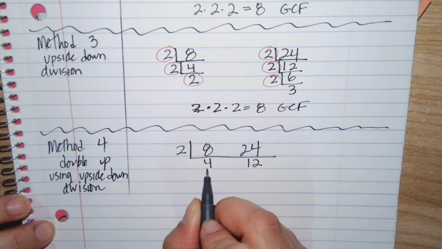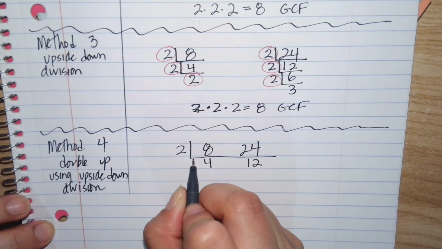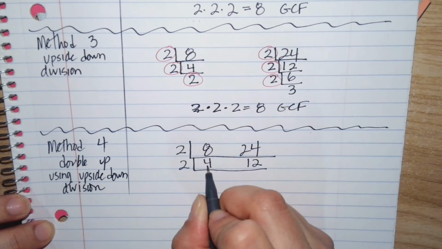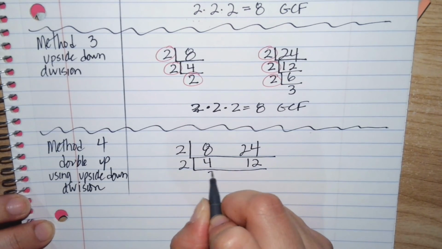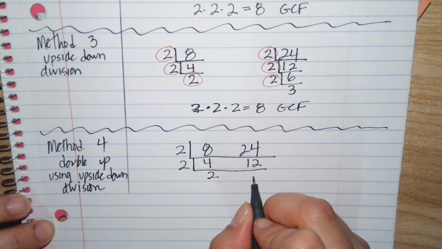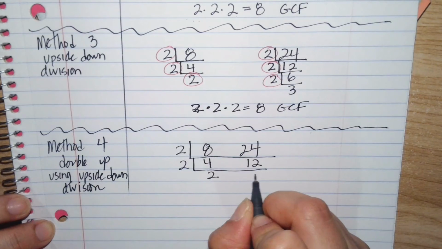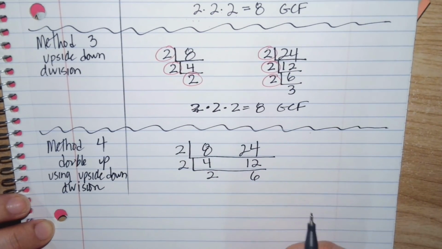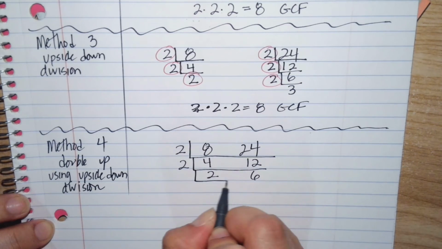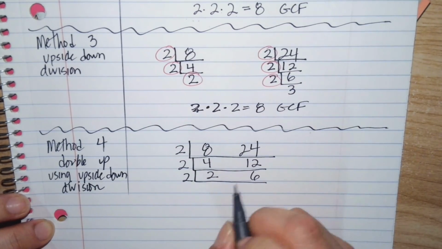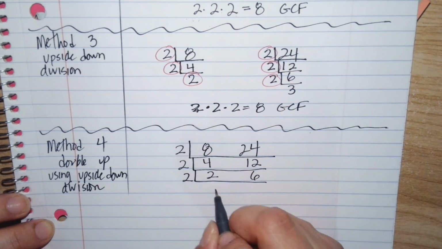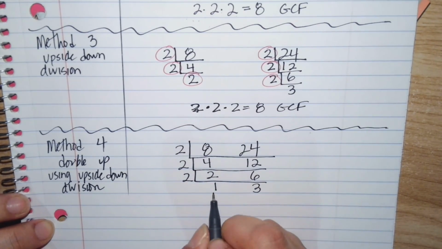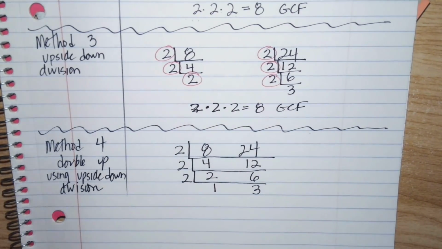Then I ask myself, can 4 and 12 have anything in common? And the prime number they have in common is a 2. So I'm going to have 2 left here, and then a 6 left here. And then I ask myself, do 2 and 6 have anything in common that is prime? And yes, I can divide them by 2, leaving me with 2 divided by 2 is 1, and 6 divided by 2 is 3. And 1 and 3 don't have anything in common.